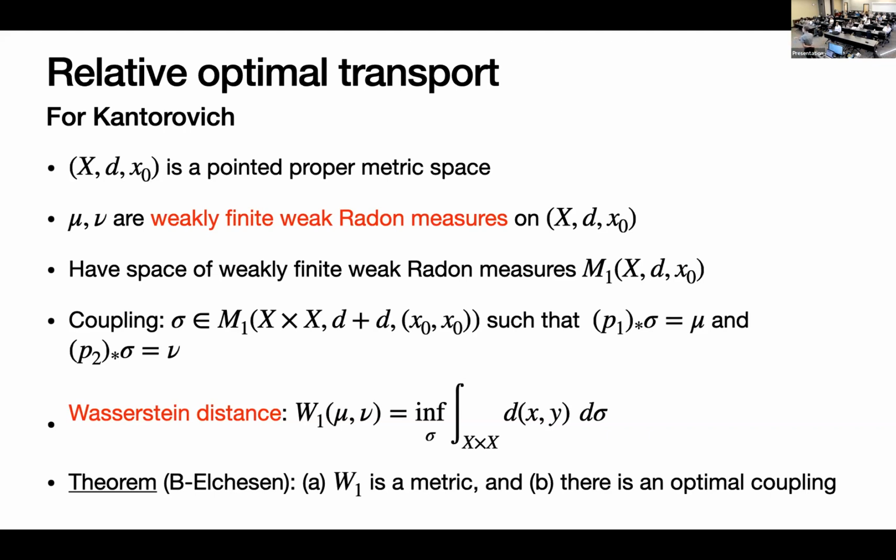And now we have an analog of probability measures, which is something we call weakly finite weak Radon measures. Maybe I'll say a little bit more about that later. Otherwise, the definition follows exactly the same as before. We have couplings, which are these measures in the product space with the given marginals, and the Wasserstein distance is the lowest cost over all of the couplings. Okay, and the theorem is that this gives us a metric. It satisfies the triangle inequality. That is hard to prove. And furthermore, there's an optimal coupling.